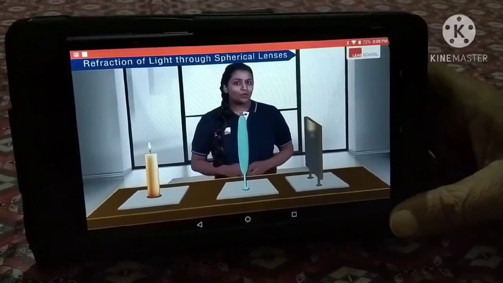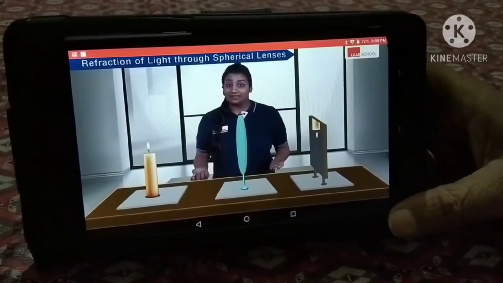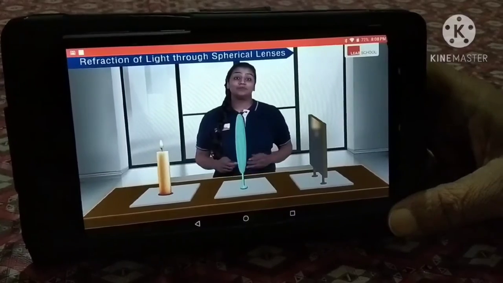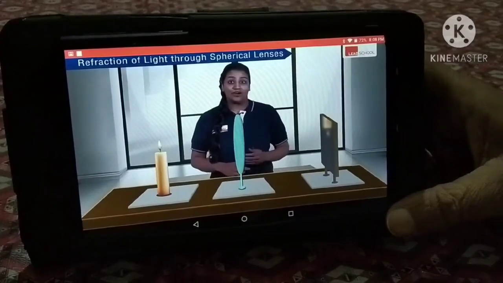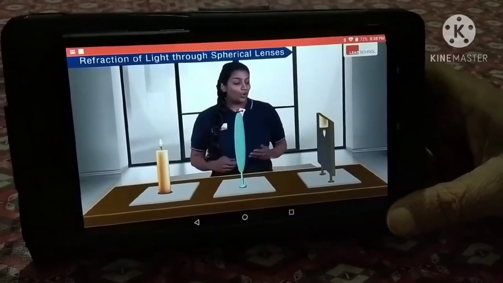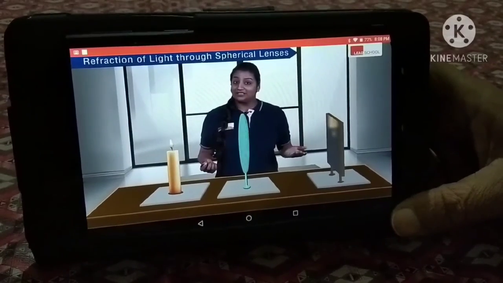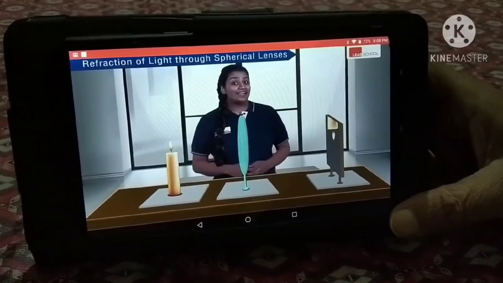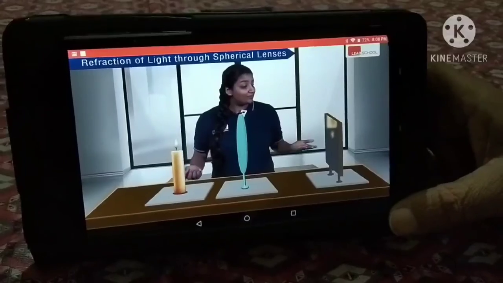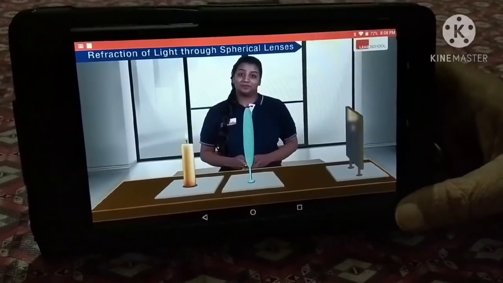Let's observe what happens when a candle is placed at different positions in front of the same convex lens. We can see that images with different sizes and nature are obtained at different positions from the lens.